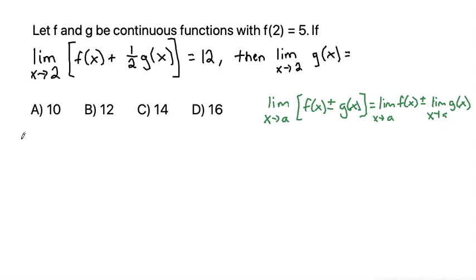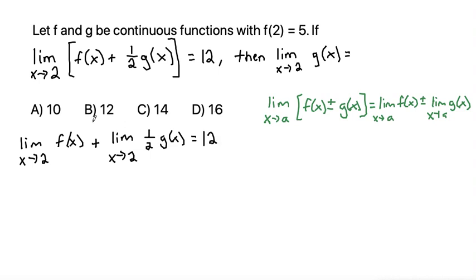So we can say that the limit as x approaches 2 of f of x plus the limit as x approaches 2 of 1/2 of g of x is equal to 12. So now we've separated into two separate limits using this property.